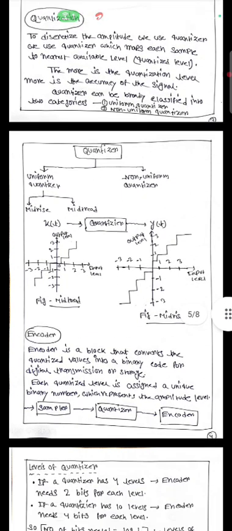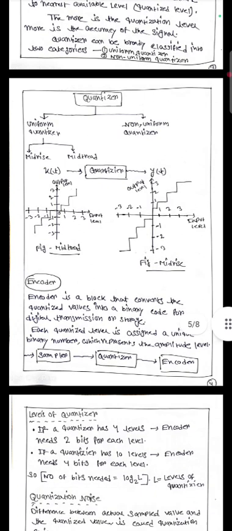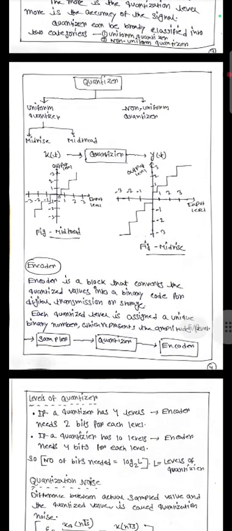And after that, the encoder. The encoder is a block that converts the quantized values into a binary code for digital transmission or storage. Each quantized level is assigned a unique binary number which represents the amplitude level. Sampler, quantizer, and then encoder.